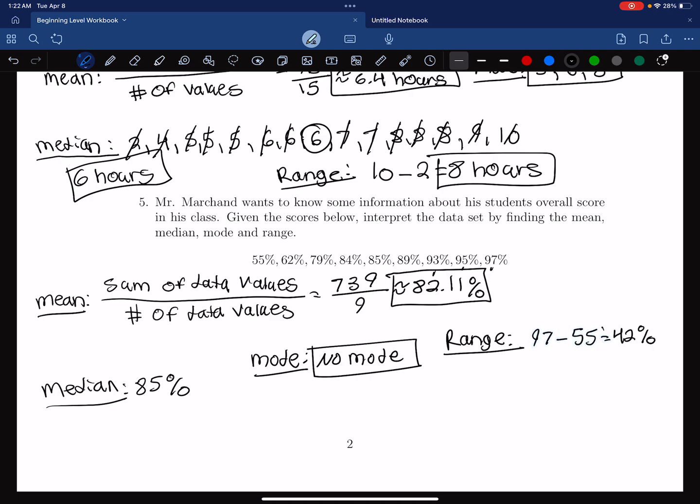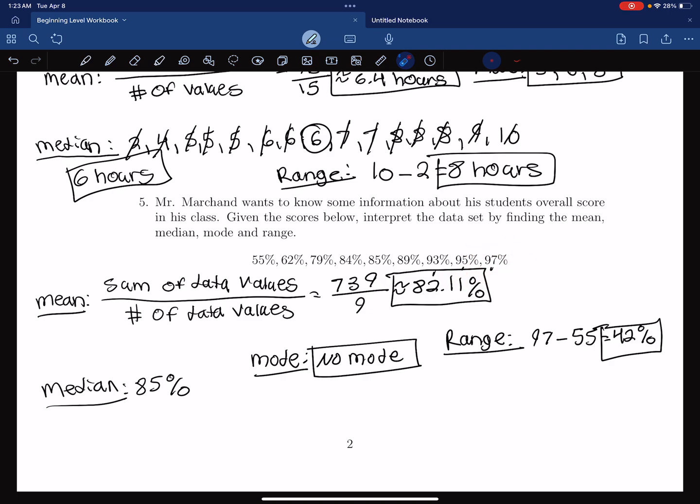So now, interpreting this range in a real world scenario, this is telling us that the scores in this class have a spread of 42%. So this person here that has a 97% has a grade 42% higher than this student here that has 55%. Or you can think of it as the student here has 42% less than the student who has 97%.